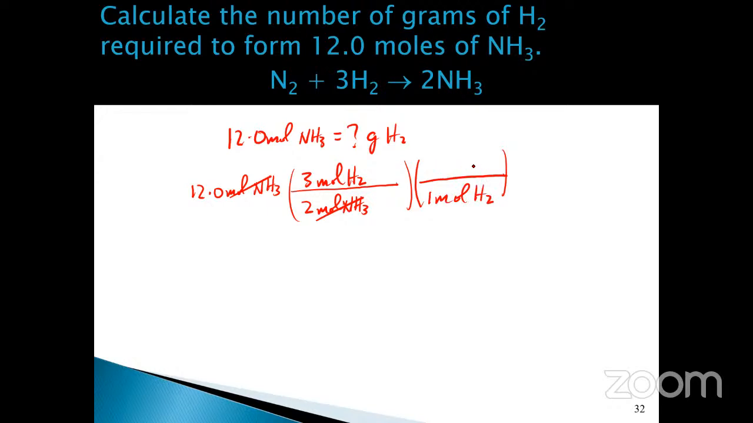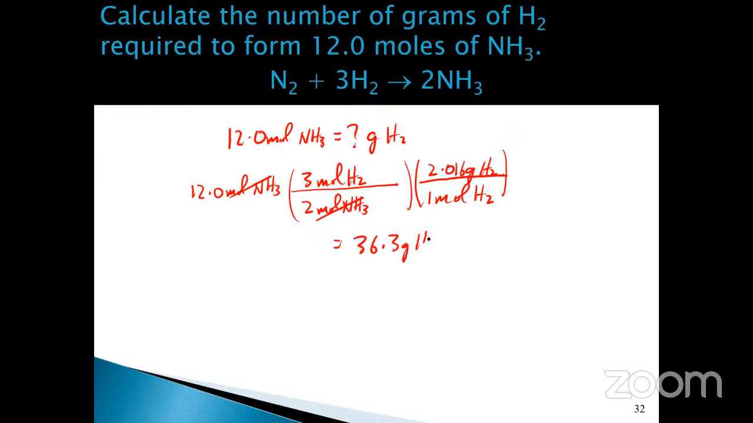And what goes up here? The molar mass. So of course, hydrogen, there are 2 atoms per molecule. The molar mass of one is 1.008. So for H2, it's going to be 2.016 grams of hydrogen. And that's a setup. So let's do the number crunching. 12 times 3 divided by 2 times 2.016. And according to my calculations, this works out to be equal to 36.3.